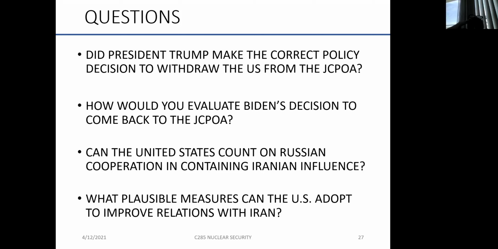Now, what we saw most recently, just within the last week or two, was the approval of new back channel discussions between U.S. and Iran to try to revive the JCPOA, and that's where your simulation comes in.